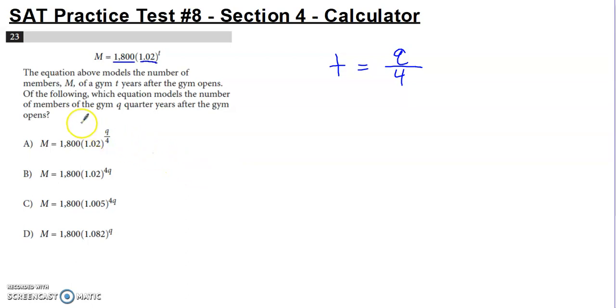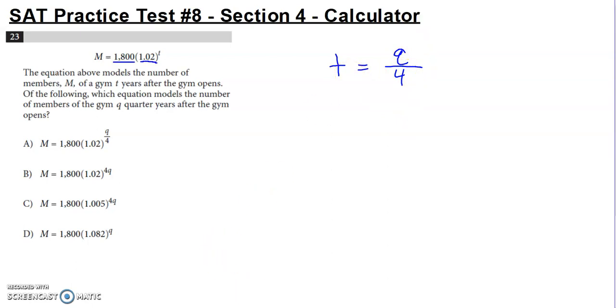Now what they ask us to do is decide which of the following equations models the number of members of the gym Q quarters after the gym opens. So what we simply have to do here is transition the variable that the equation's dependent on from time to quarters, and T is going to be equal to the number of quarters divided by 4, right? 1 quarter into the year is 1 quarter of a year. 2 quarters into the year is half of a year, 2 divided by 4. So Q divided by 4 is what T is equal to in terms of Q.